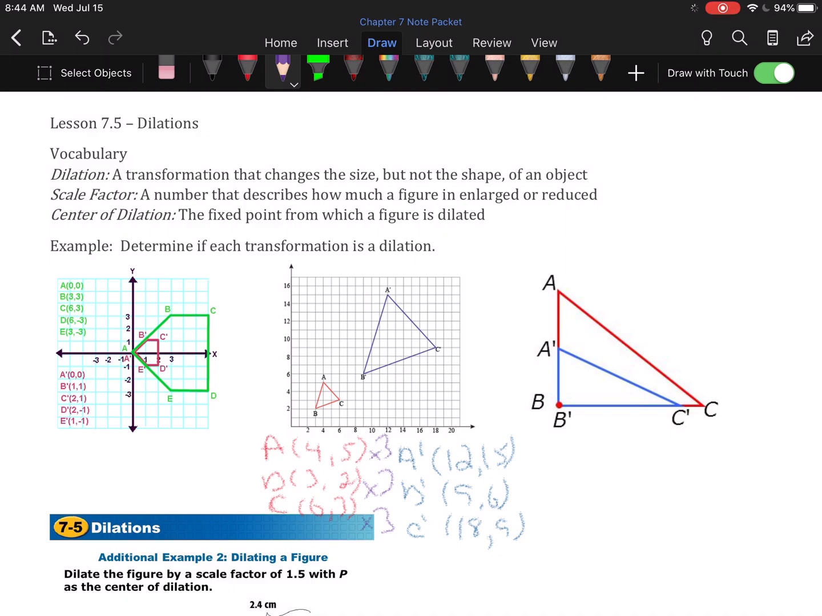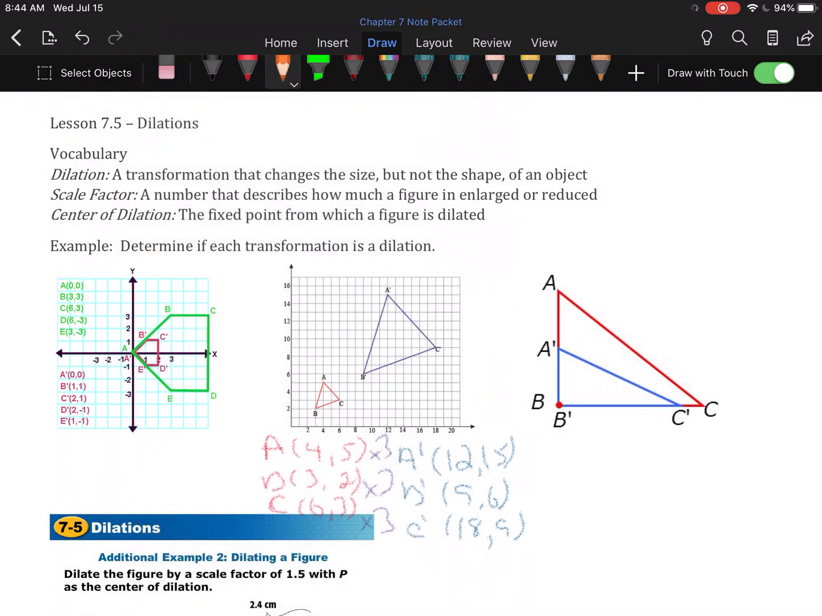The third shape here, the question is, is it a dilation? B would be the center of dilation here, since B and B prime share location. Here, we don't have ordered pairs to work from, but we can pretty clearly see these two triangles don't have the same general shape. The blue triangle is much, much shorter on the left side, but only a little bit shorter along the bottom. So this last guy is not a dilation.